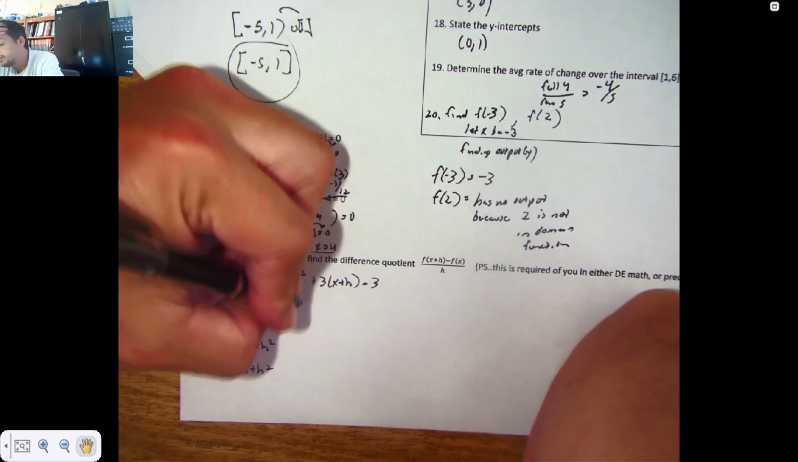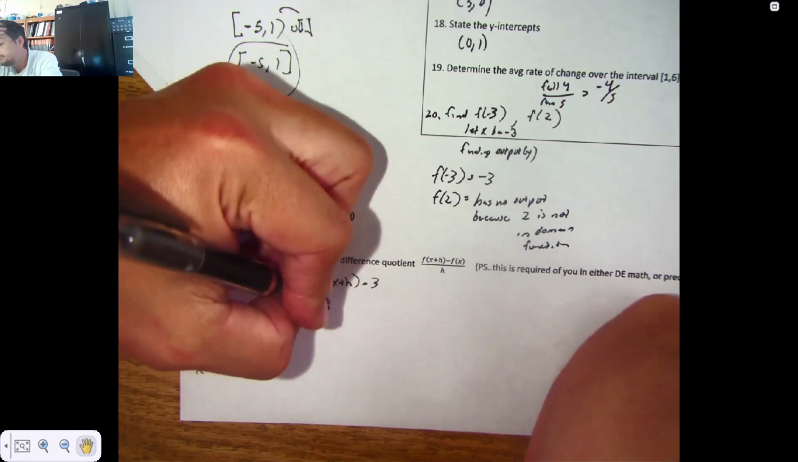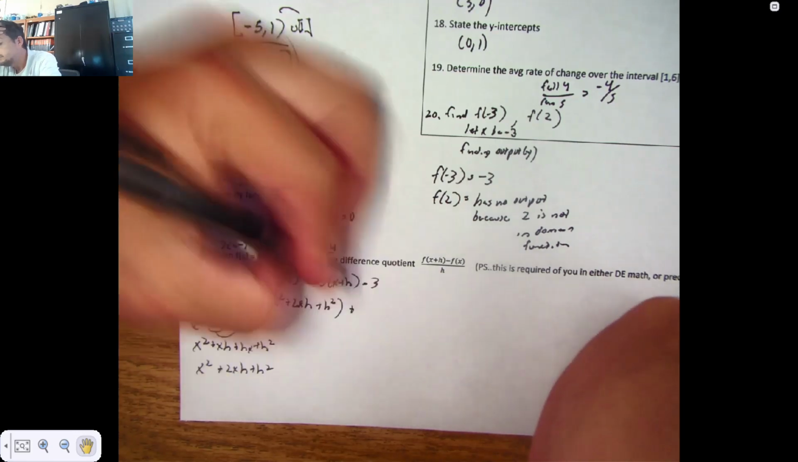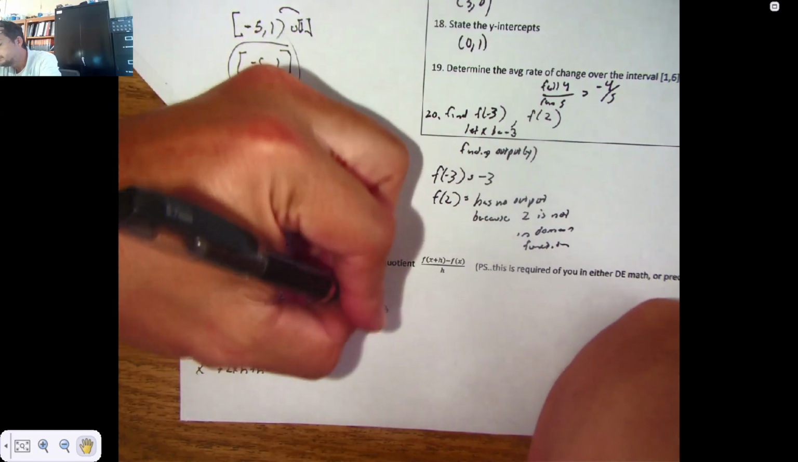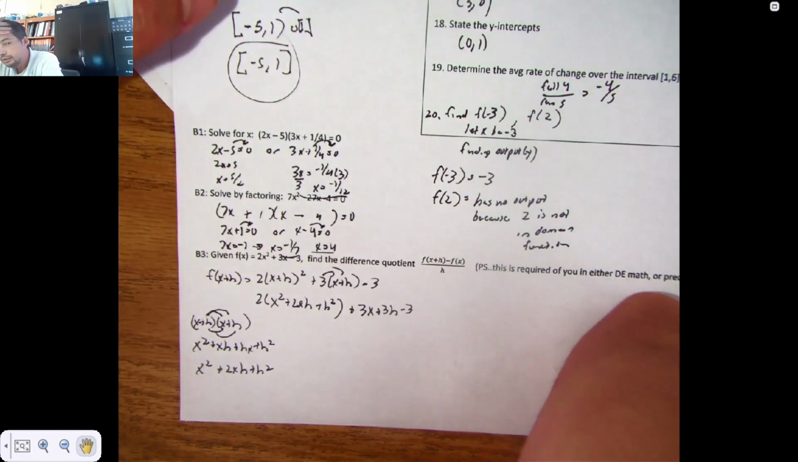But what do I know? It's not like I've done this 1,000 times. I'm sure you know how to do the distributive property. And then we distribute the 2.